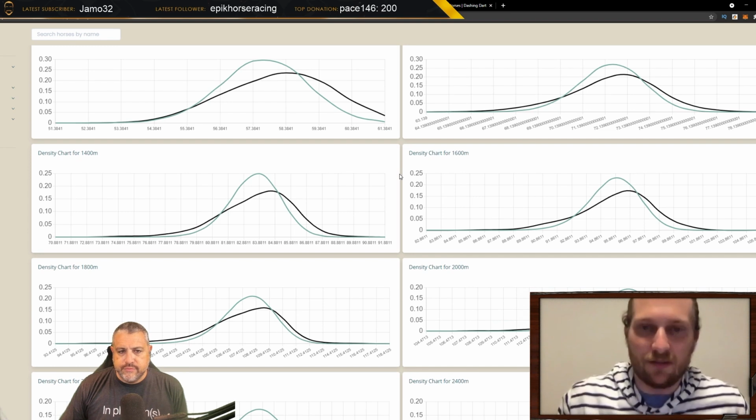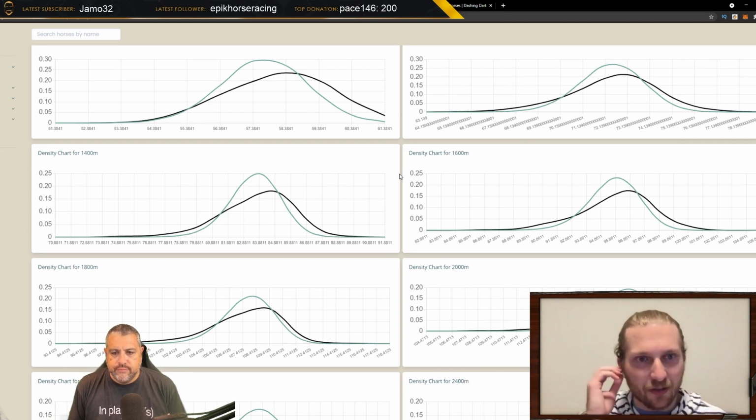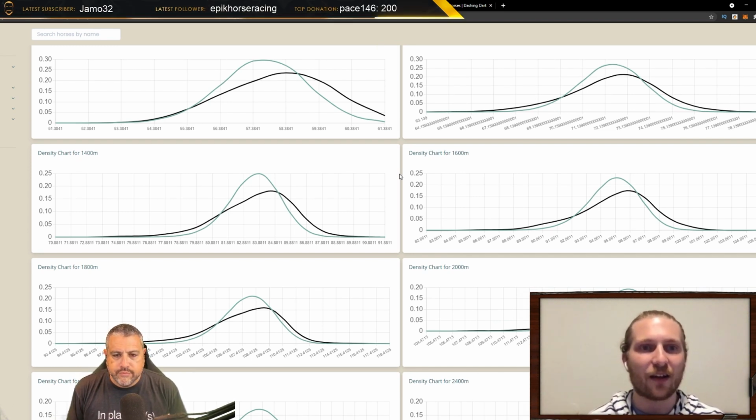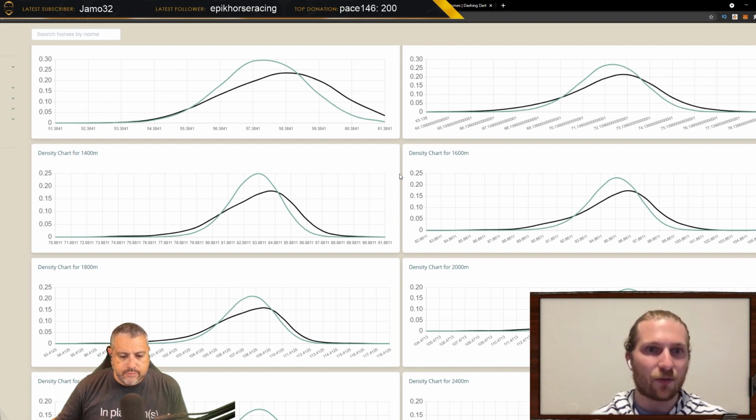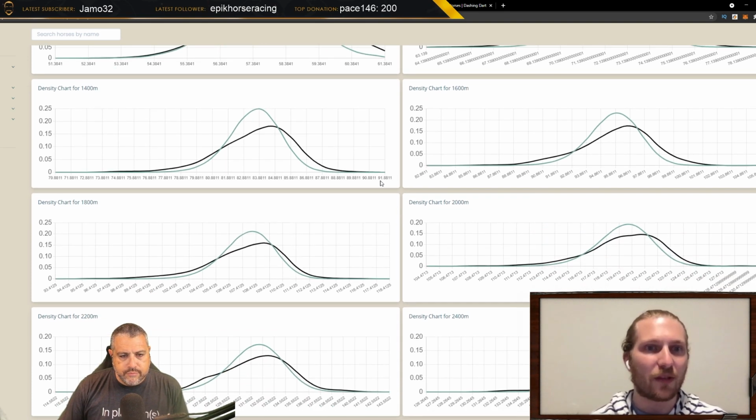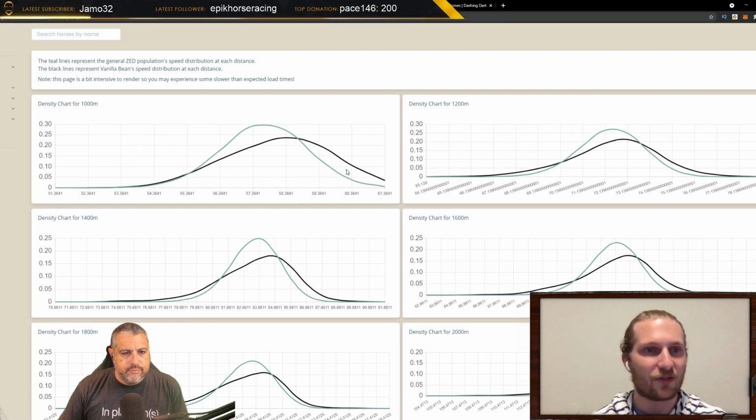Yeah, so basically it's just showing you the percentage of your finishes at a particular time. So if we look at the 1000 meter, the one in the top left, you can see that she's very, very slow in that. That's a chart you don't want to see. We should not be running Vanilla Bean at 1000 meter because on average, she's running a lot slower than the population. So if you look at the area between the curves, above the lighter curve but below the darker curve, that's something you don't want to see on the back end.